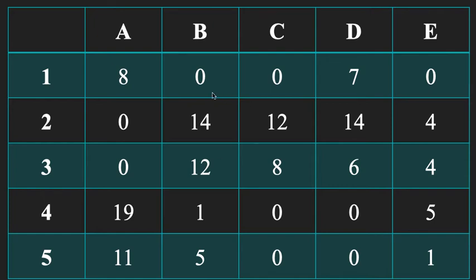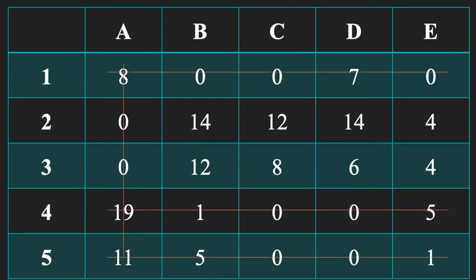If we see here, we have 3 zeros here, 1 zero here, 1 zero here, 2 zeros here, and 3 zeros here. Now how are we going to do it? This is the way.